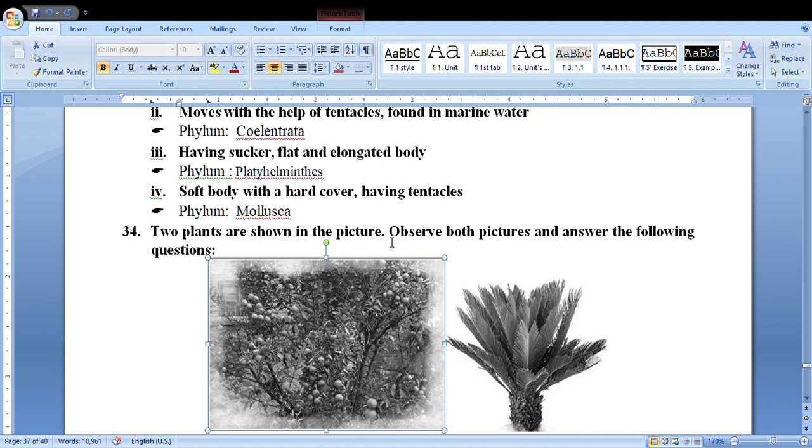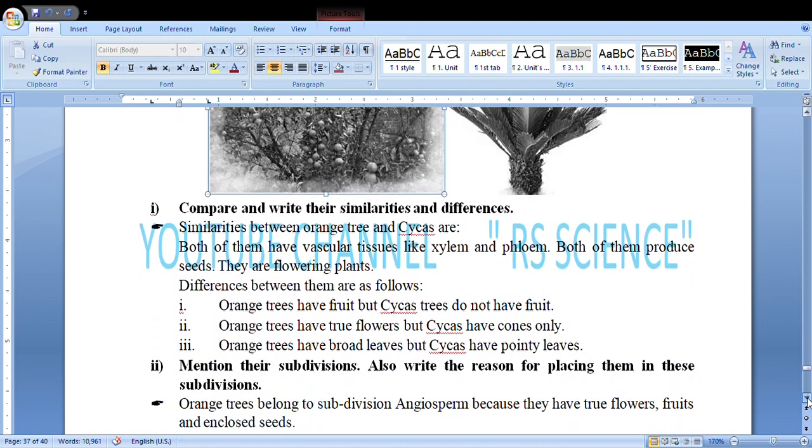Two plants are shown in the picture. Observe them and answer the following questions based on this. Compare their similarities and differences.